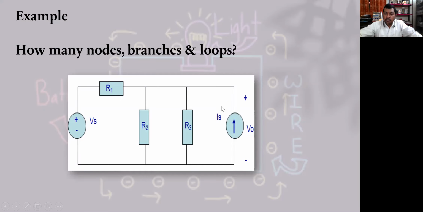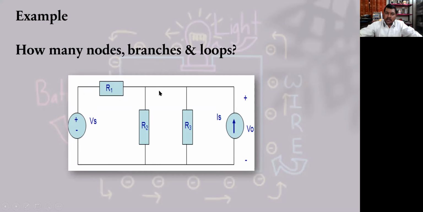This is the symbol of a current source, that is an arrow inside a circle. So this is the current source and this is the voltage source. These are resistances R1, R2 and R3. And if you are able to see, the positive of the voltage source is connected to resistance R1, whereas the second end of this resistance R1 is connected to R2, R3 and the current source. So these are all connected.